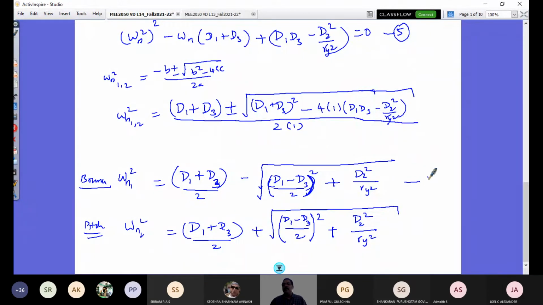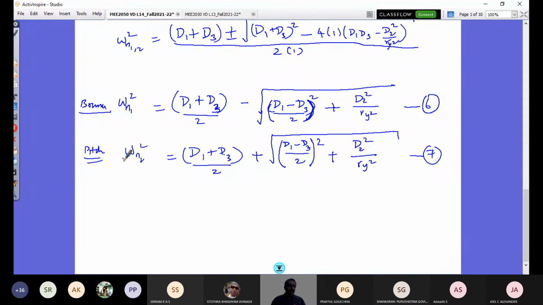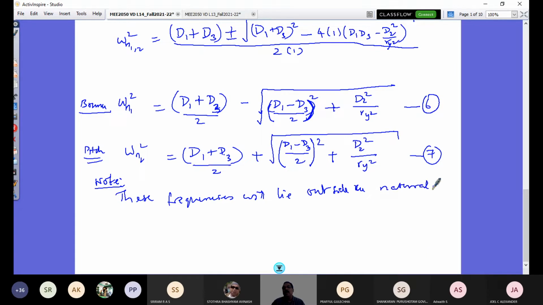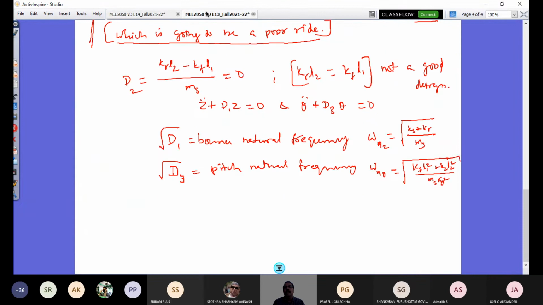Now, for coupled system natural frequencies, let's call this equation 6 and this equation 7. An important note you have to see is the difference between a coupled and uncoupled system. If you look at these natural frequencies, they always lie outside the natural frequencies of an uncoupled system. That means, as I had got in the last class, these two frequencies.